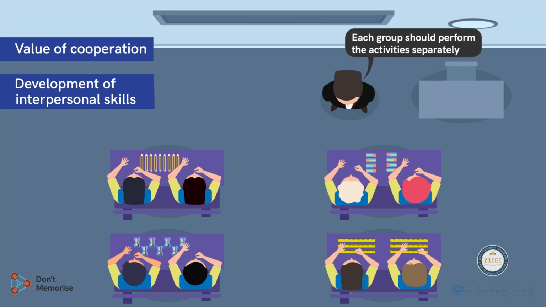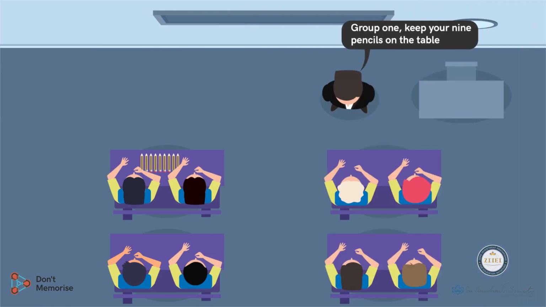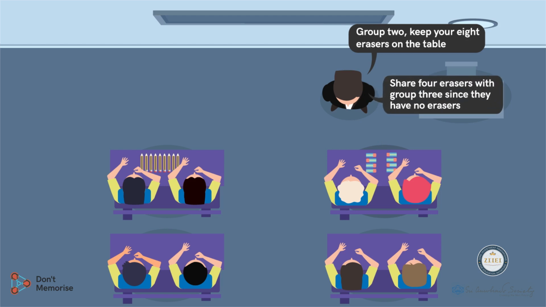Ask each group to perform the activities separately. First, ask group 1 to keep 9 pencils on the table. Now tell them that group 2 has no pencils. Ask them to share 5 pencils with group 2. Next, ask group 2 to keep 8 erasers on the table. Instruct them to share 4 erasers with group 3 since they have no erasers.